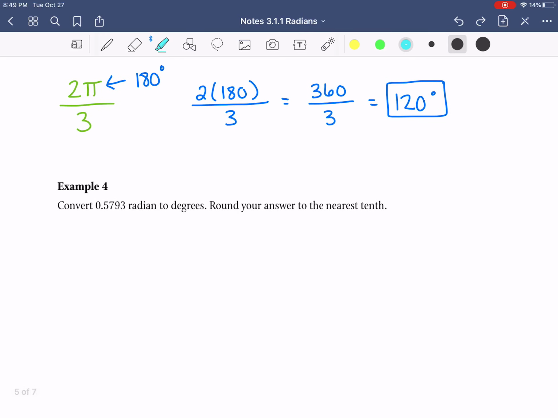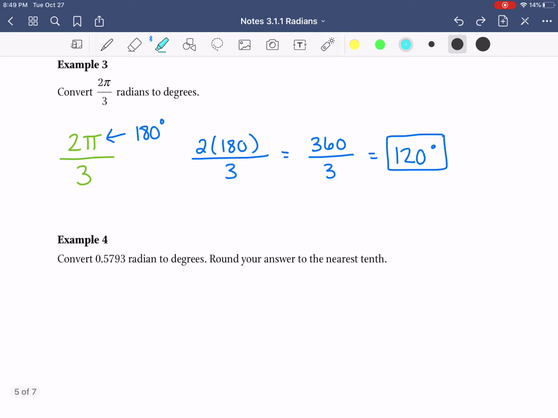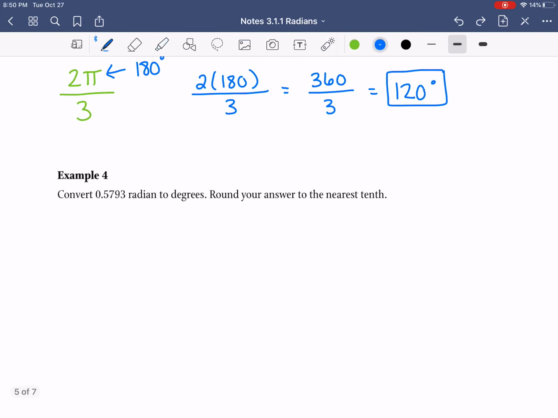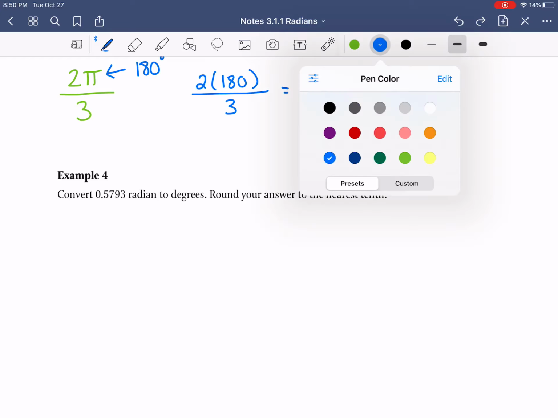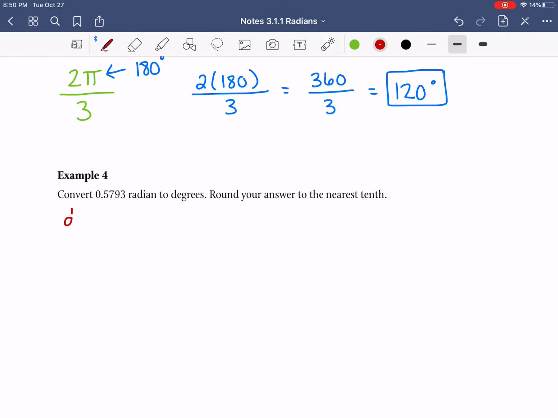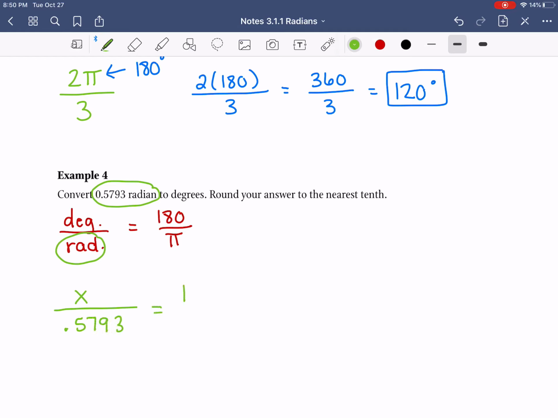For example number 4, it's the same. You're converting radians to degrees, but this one gives it to you as a decimal, not as an exact value. So you can't use that little trick that I just showed you. Instead, you do have to set up the proportion. Degrees over radians equals 180 over pi. Since they gave me radians, that's what I'm going to plug in here for radians. Degrees is what I'm trying to find, so I'm going to go ahead and put that as my x.